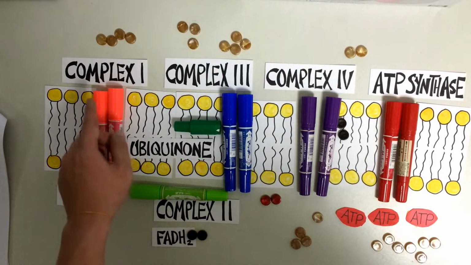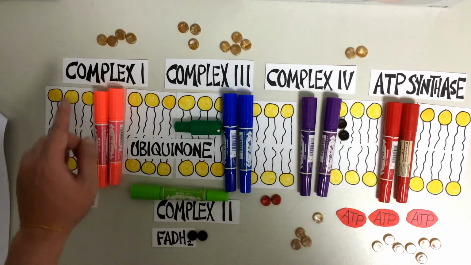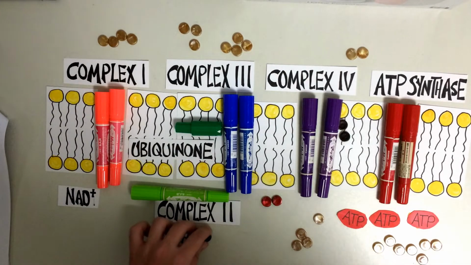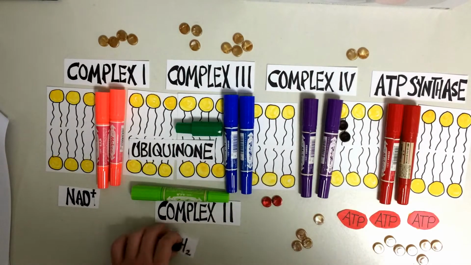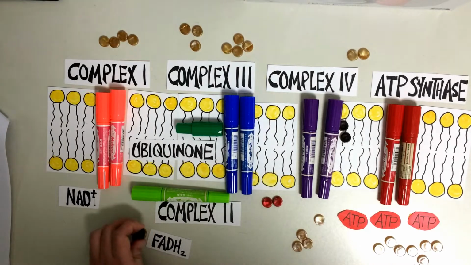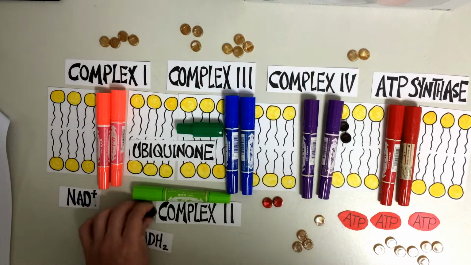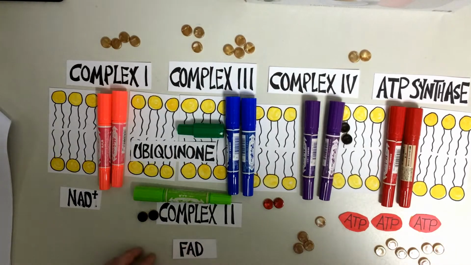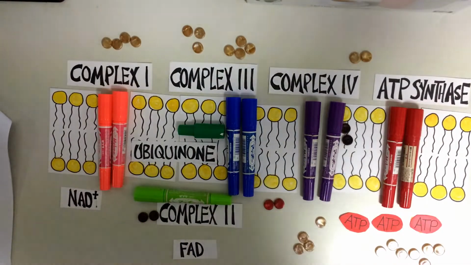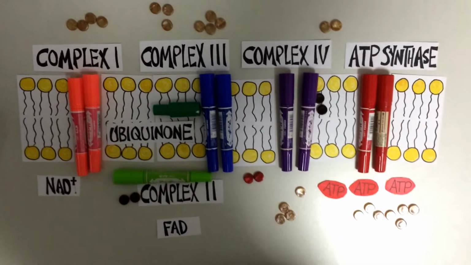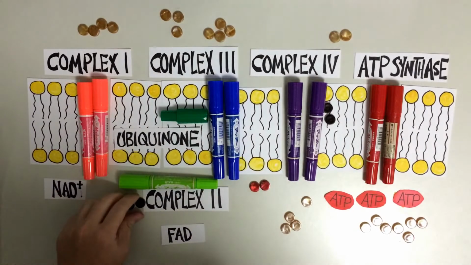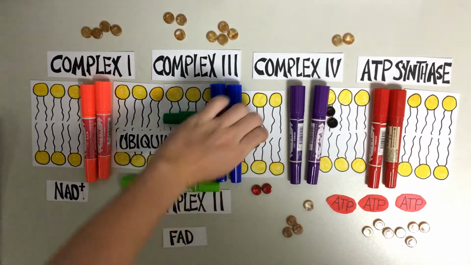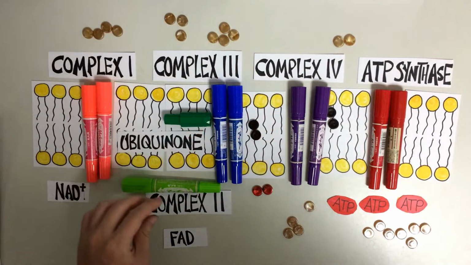Now let's take a look at FADH2. FADH2 doesn't go to complex 1. It is different from NADH because it will go to complex 2 instead. Upon transferring the electrons from FADH2 to complex 2, as shown, FADH2 would then be converted to FAD, so it will result in the regeneration of FAD.